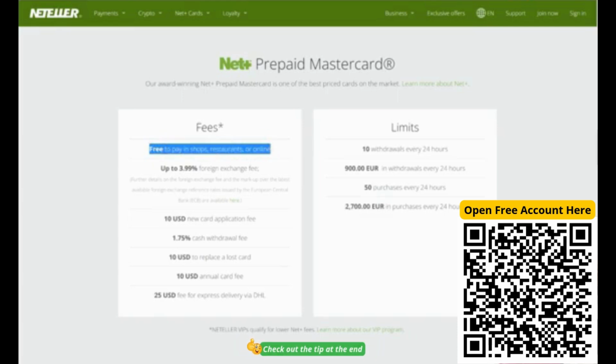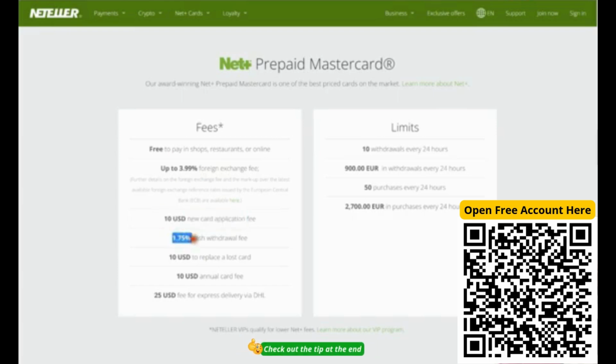restaurants, or online, but if you have to pay something in another currency, for example, you have the card denominated in euros and you pay something that is in dollars, well, you are going to pay 4% as a foreign exchange fee. So this is quite high. You have to understand if it's useful for you or not. You have to pay $10 for a new card.